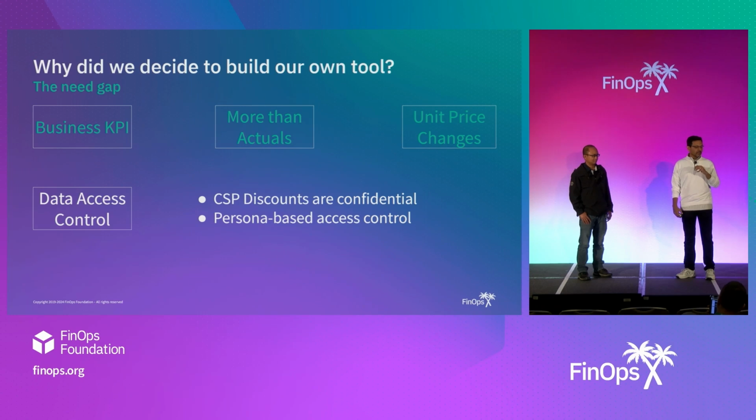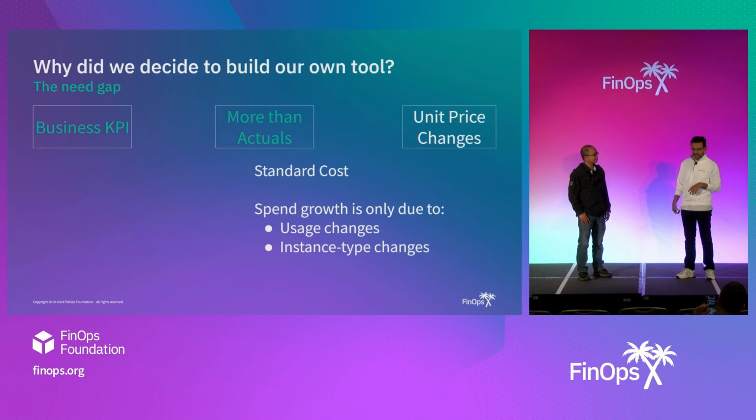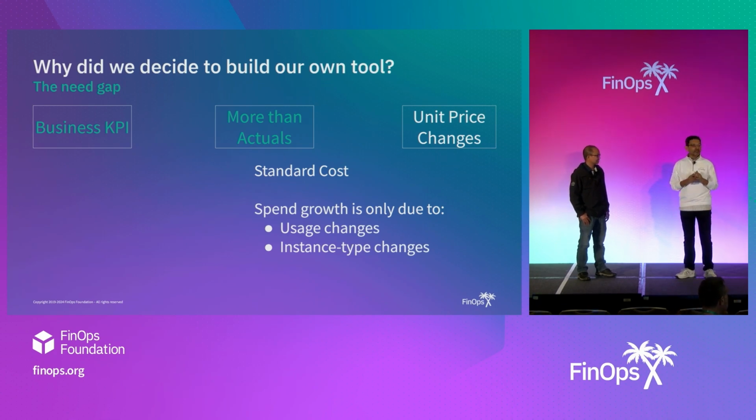So what we did is we implemented something very unique, which is standard cost. At the start of the year, the unit price for every SKU that we use is fixed. It doesn't change throughout the year. So the only thing that can change your cost is the type of instances you use, such as AMD instances or ARM architecture-based processors instead of Intel instances, or how long you use them and whether you shut them down. So that is what made our life easy, and all of these allocations and everything becomes very easy.